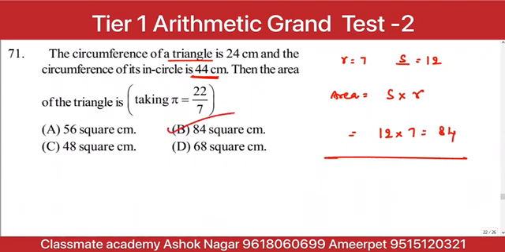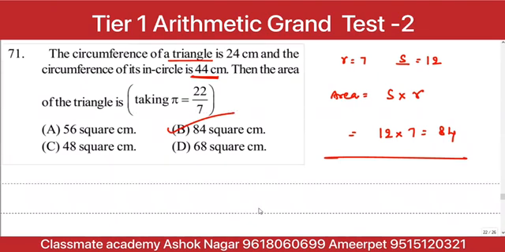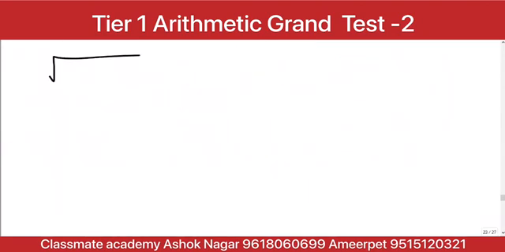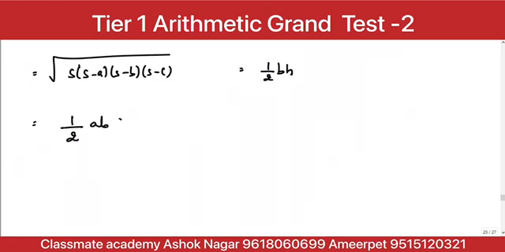I told you the areas of triangles. Once again, I'll revise them. Just see the areas of the triangle. First of all, when 3 sides are given, it is under root of S into S minus A, S minus B, S minus C. This is when 3 sides of a triangle are given. When height and base are given, it is half into height into base. When 2 sides and an angle between them are given, it is half AB sine theta, or sine C, you can say.